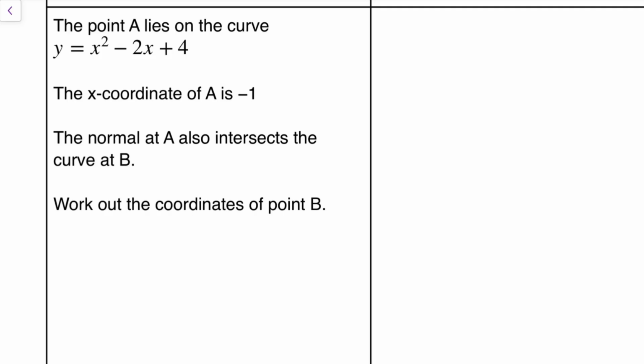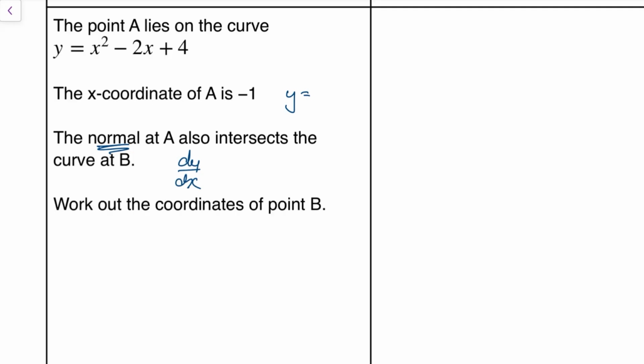So the point A lies on the curve, which gives me a curve. The x coordinate of A is -1. So the first thing I'm thinking is I'm going to need the y coordinate as well. The normal, okay, so if I've got a normal, I'm definitely differentiating. It says the normal at A also intersects the curve at B, work out the coordinates of B. Okay, right. I think I know where this is going, but this is a really good example of just do what I know how to do and hope it's all going to work out.